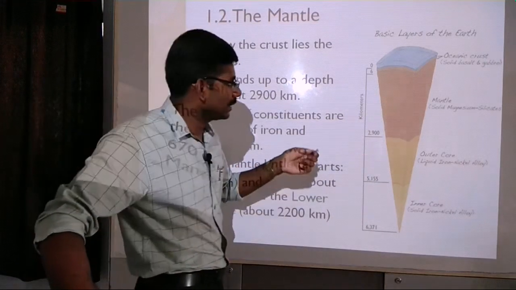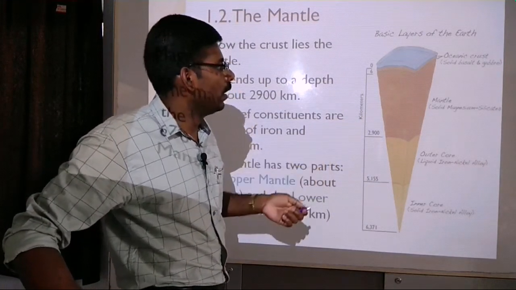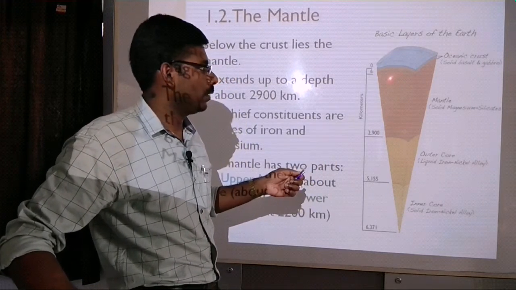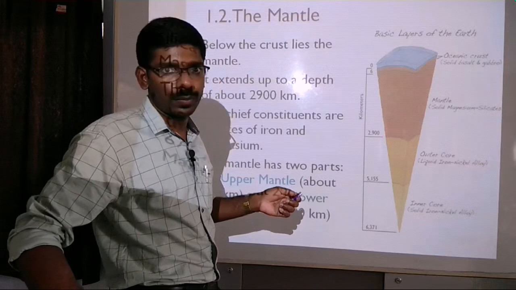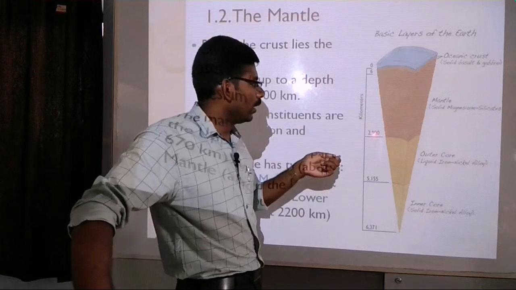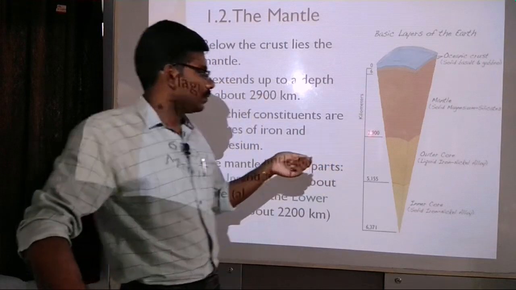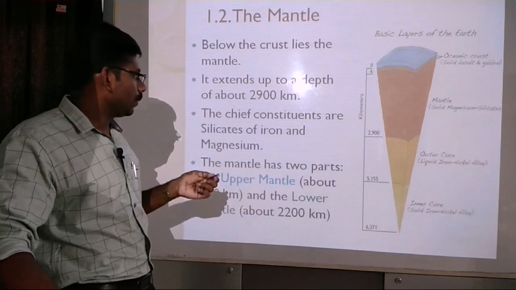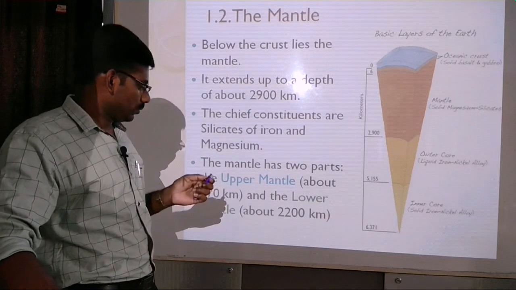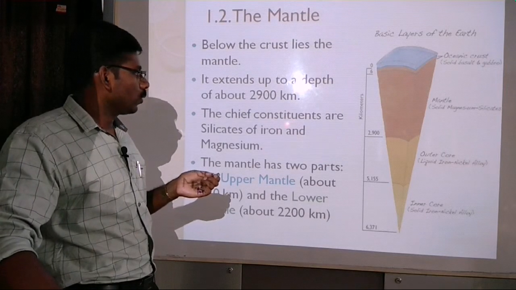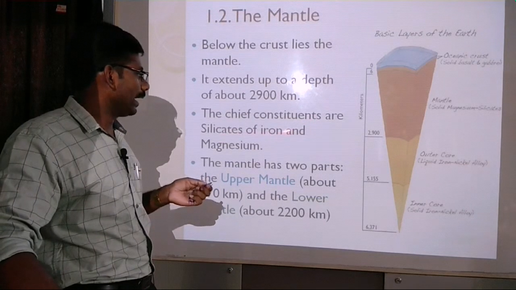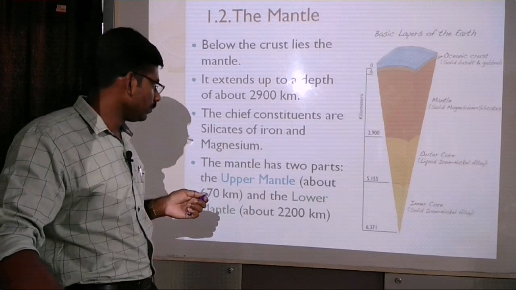So this is the second layer, the mantle, and it has two parts. First one is the upper mantle, and then the lower mantle. It extends up to the depth of 2900 kilometers, and the main constituents are silicates of iron and magnesium.